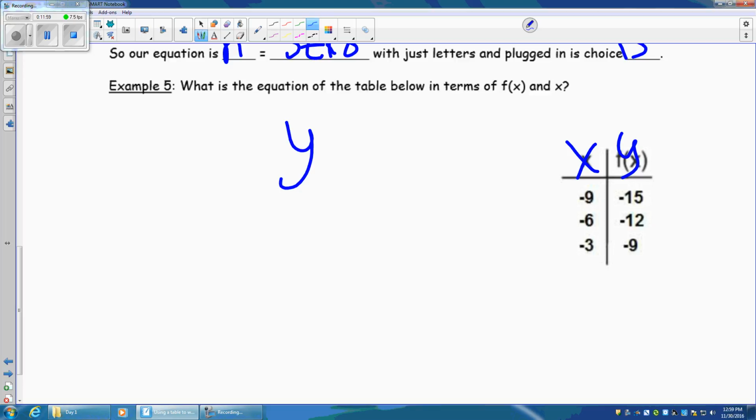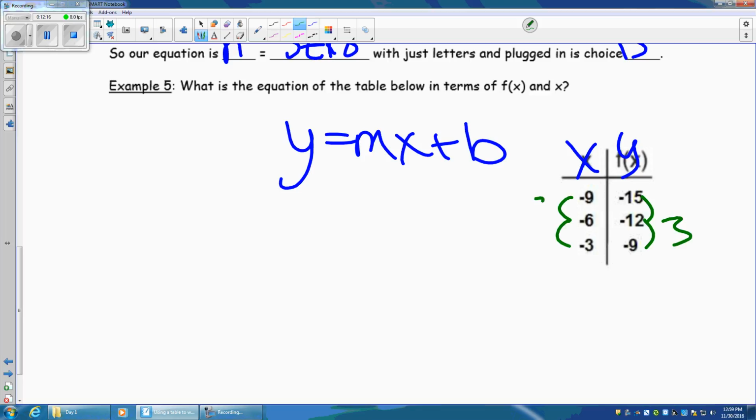I need to make a y equals mx plus b. Did they give you the y-intercept easily here? Nope, they didn't, unfortunately. But we can easily find the slope. What is this side changing by each time? From 15 to 12 to 9. That's 3. And what is this side changing by? 3. So that being said, my slope is 3 over 3 or just 1.